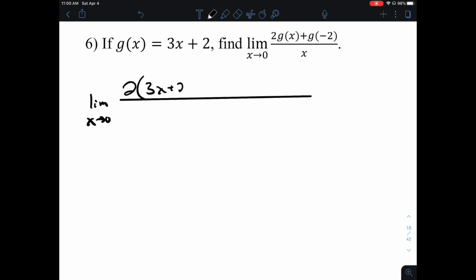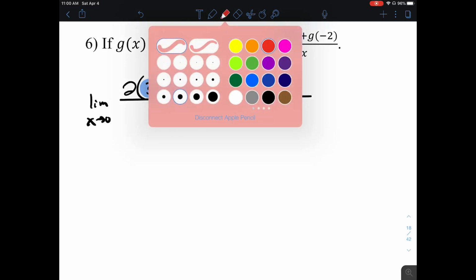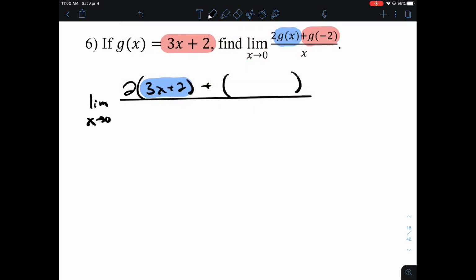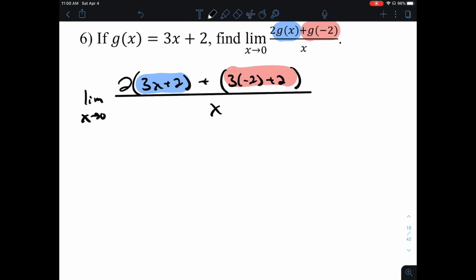So we have 2 times g of x, which is 3x plus 2. And then we add to that g of negative 2. If we put a negative 2 into this, we're going to get 3 times negative 2 plus 2. And then the denominator is just x. Please note, we cannot use direct substitution right now. If we were to put 0 into this, the top would be something, who knows. The bottom would be 0, which would make this undefined. So we can't substitute right now. We're going to have to simplify this.